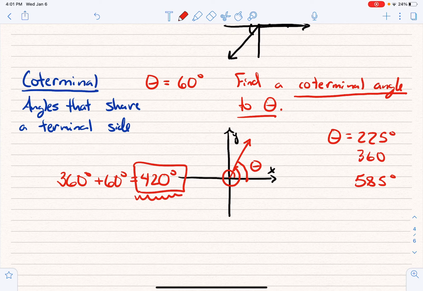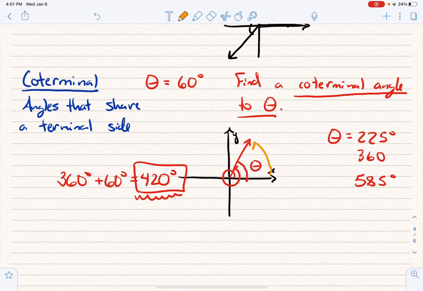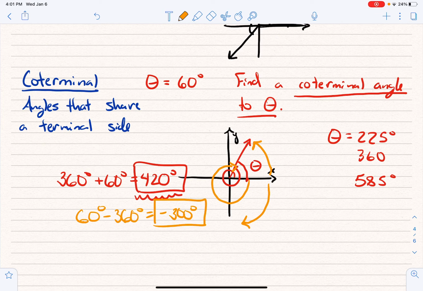The other thing you can do is you can also subtract 360 degrees because you could always go the other way. If this is the positive direction to go this way, then it's the negative direction to go this way. And so you could subtract 360 and come to here. So if I had 60 degrees, I could subtract 360 and I would get negative 300. Okay, so negative 300 is also coterminal to 60 degrees.